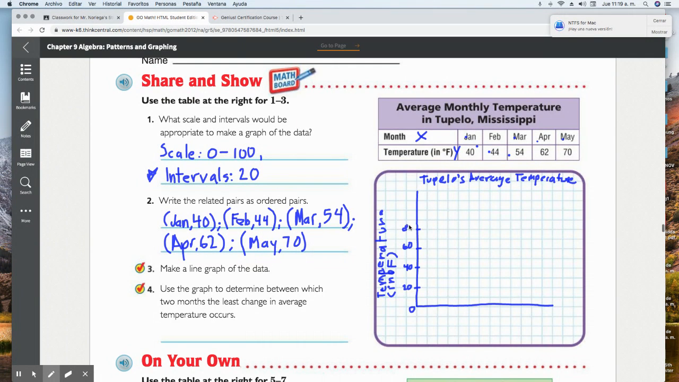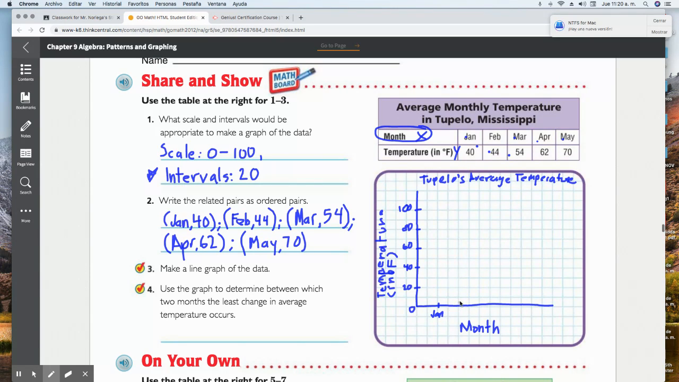80, skip a line, 100. And we're finished because the last number would be 100. Now for the x-axis, which is this line right here on the bottom, we're going to use the same title for our x-axis from our table. So I'm going to write the word month. In this case, I'm just going to skip a line again and then write January here.